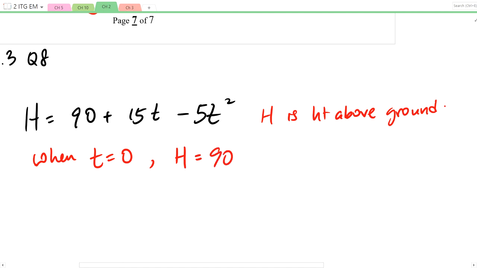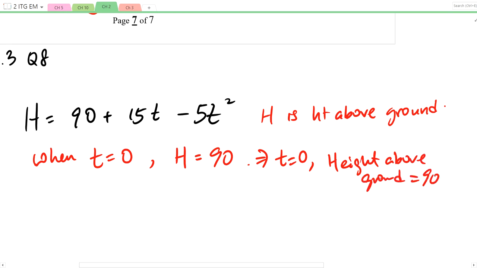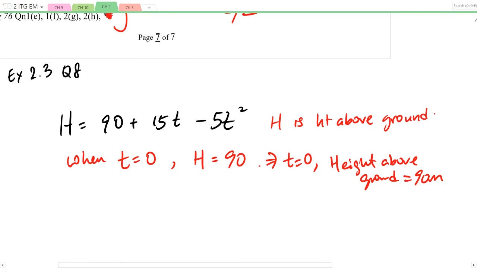So fast? I mean, can you already see that it is 90? Just substitute 0, right? What does this mean? When time equals 0, h equals 90. The height above the ground is 90, okay? So this tells us that when t equals 0, height above ground equals 90 meters. That is what it means.